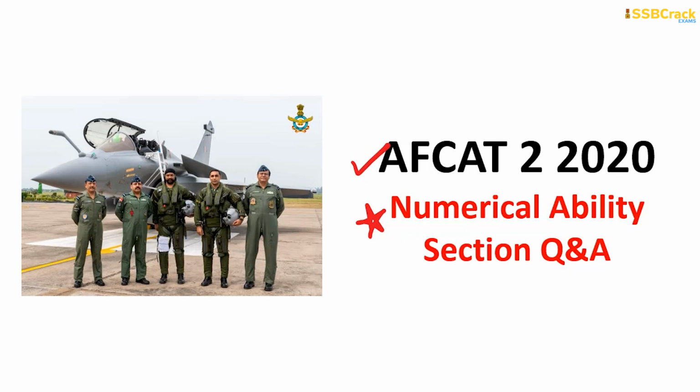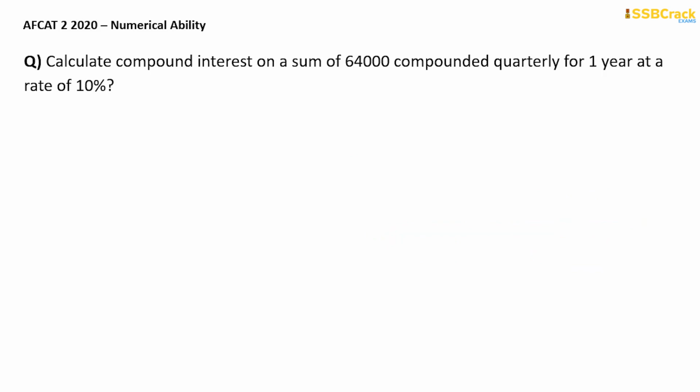So let's begin with our session with the very first question. This question, let me tell you, was totally based upon the formula that was discussed by me in my most formula based lecture series, that is finding of compound interest for quarterly calculation of compound interest. So we have been provided in the question the sum of 64,000, which is the principal amount, and we are asked to calculate the compound interest which is compounded quarterly, that is 4 times in a year, and the time period mentioned is 1 year at a rate of 10%.